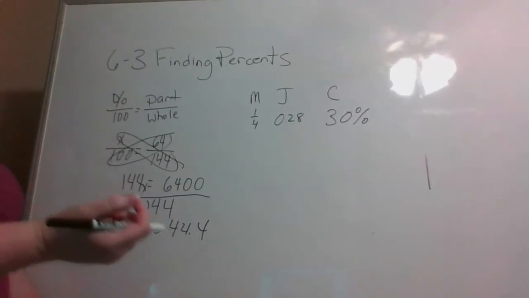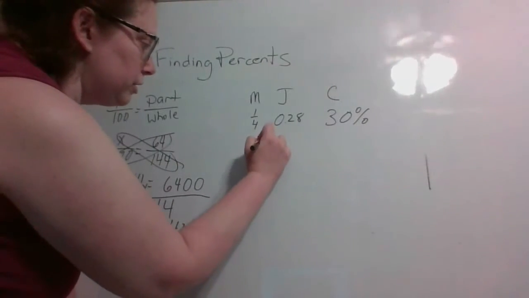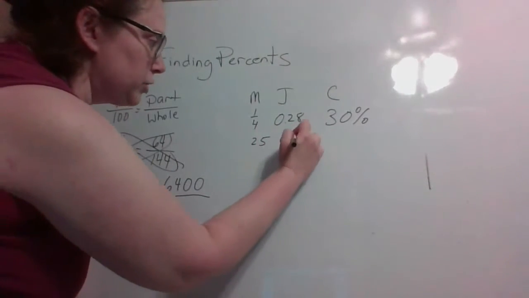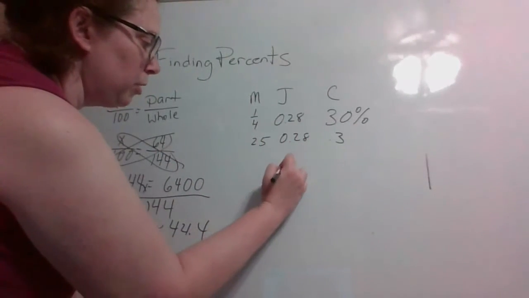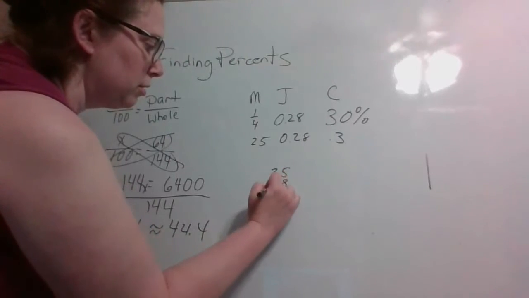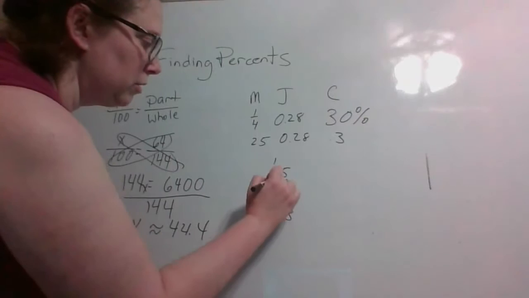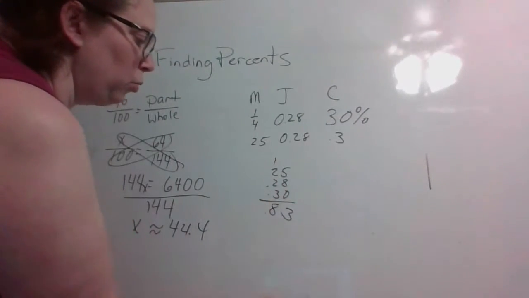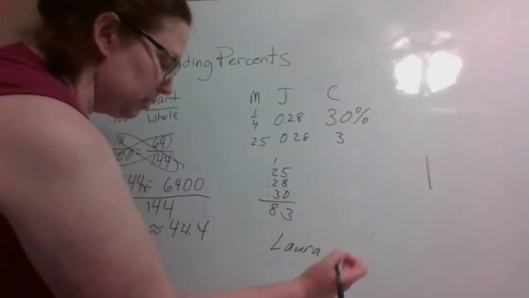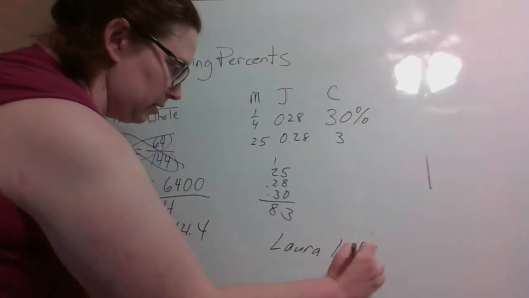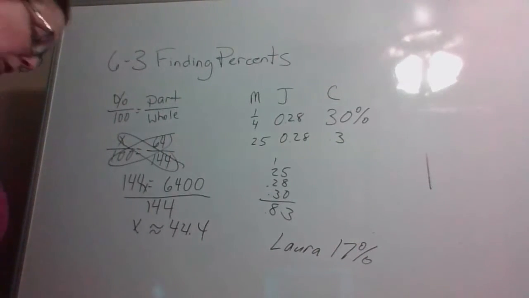So to figure that out, we need to change all of these to the same form. I'm going to change them all to decimals. And then if we just add up what we have, we can see that Laura did 17% of the work. Okay.